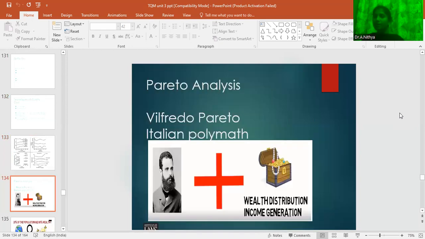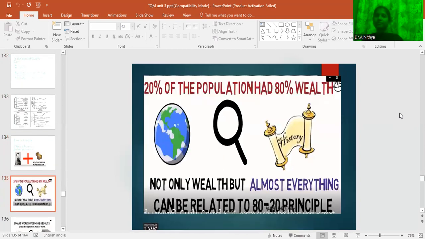Pareto analysis was developed by Vilfredo Pareto, an Italian polymath. He actually used this analysis for wealth distribution and income generation in Italy. He found that 20% of the population had 80% of the wealth. Not only wealth, but almost everything can be related to the 80-20 principle.